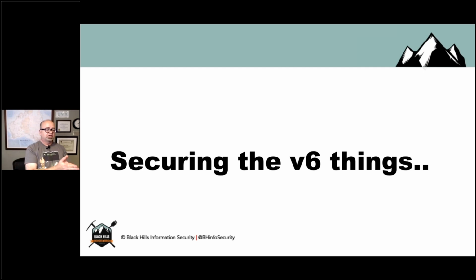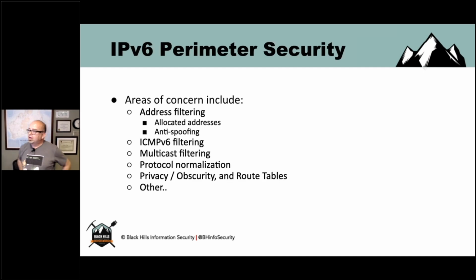Let's talk about securing the v6 things and some of the security concerns that I haven't already talked about. I'm going to divide this up into roughly five, six categories. Address filtering is the first one. ICMPv6 filtering is obviously going to be on the horizon. Multicast filtering needs to be in scope. Protocol normalization is an issue because of the extension headers in v6. And then the privacy, obscurity, and route table issues associated with EUI-64 address assignment.